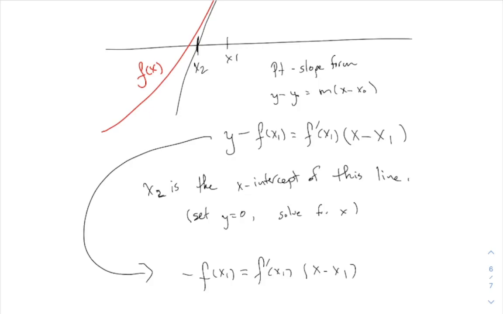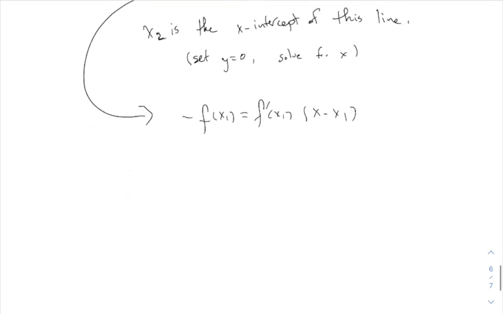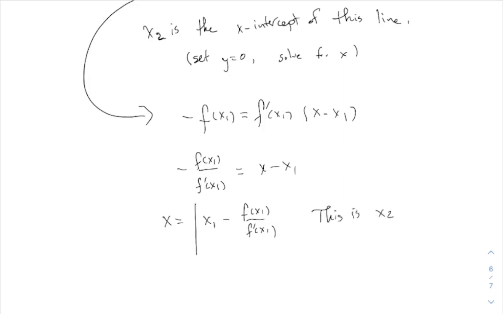You got to distribute the f prime on the right side. Actually, don't do that. Let's just divide both sides by this f prime. It will say negative f of x1 over f prime of x1 equals x minus x1, and then solve for x. You add x1 on both sides. It will say x1 minus f of x1 over f prime of x1. All right? And that's what x2 is. X2 was supposed to be the x-intercept of that line, and that's what it is. So this is x2. This is what I was referring to before. It amounts to a very simple formula.